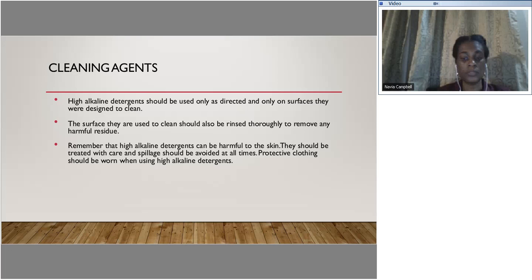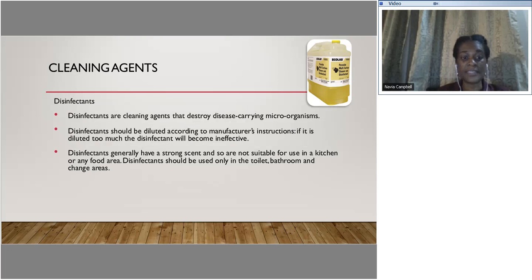Disinfectants. Disinfectants are cleaning agents that destroy disease-carrying microorganisms. Disinfectants should be diluted according to the manufacturer's instructions. If it is diluted too much, the disinfectant will become ineffective and thus not perform its duties. Disinfectants generally have a strong scent and so are not suitable for use in a kitchen or in a food area. Disinfectants should be used only in the toilet, bathroom, and change areas.